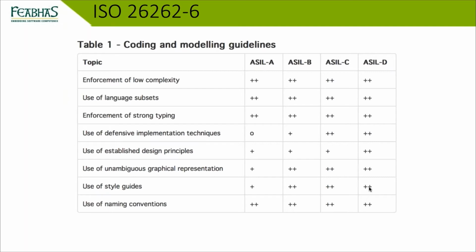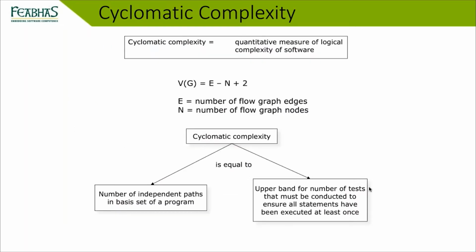Interesting, in the whole document, the actual term quality only appears 3 times within the part 6 document. So when you analyze it associated with it. If we look at that first one, enforcement of low complexity, what does that generally mean? And probably the easiest measure there and the most widely accepted measure is this thing called cyclomatic complexity.